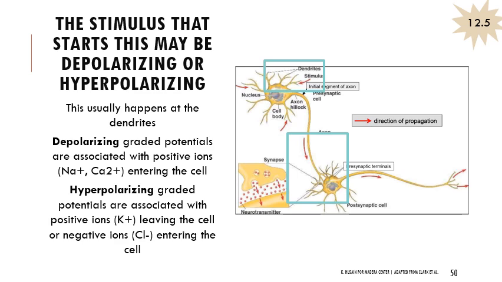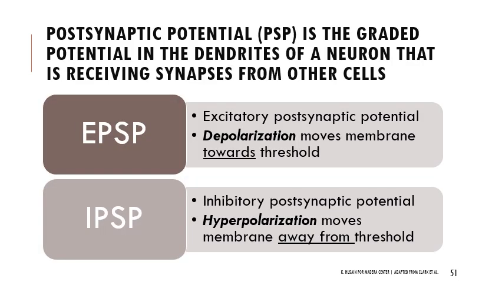And again, whether that information is passed on to the next cell varies on a lot of different things. So the postsynaptic potential, PSP, represents the graded potential in the dendrites of a neuron that is receiving information, receiving the synapses from other cells. So a signal is being sent from one neuron to the next, and we now have to look at the postsynaptic potential to see if we're going to keep this signal going.